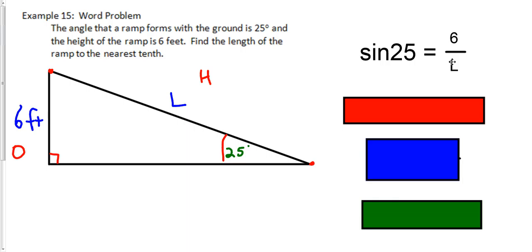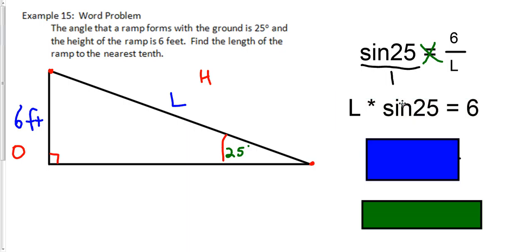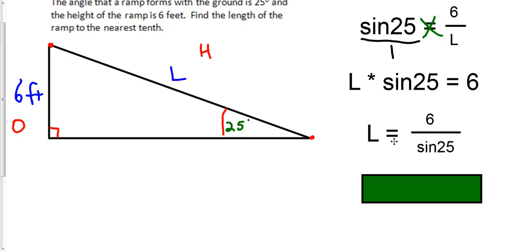Yet we don't know how long the ramp is, that's what we're trying to figure out. So we can either set it up as a proportion, put this over 1, and then cross multiply and divide, or we can just say if sine of 25 equals 6 over L, multiply L on both sides, and at the end what you get is L times the sine of 25 equals 6. Now to get L alone, we divide both sides by the sine of 25. L equals 6 over the sine of 25.